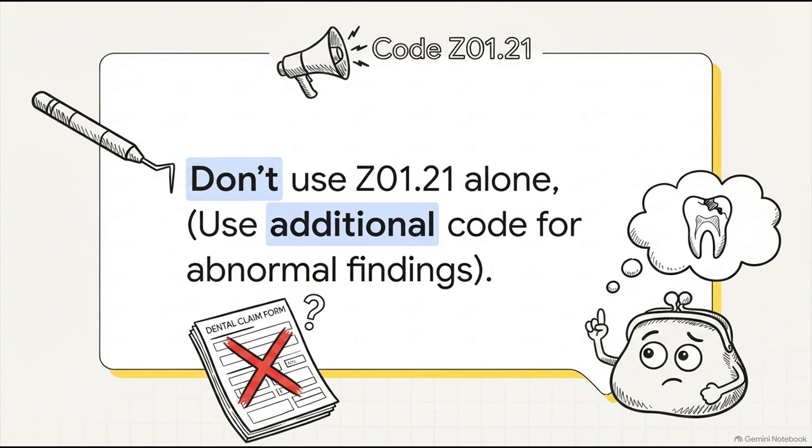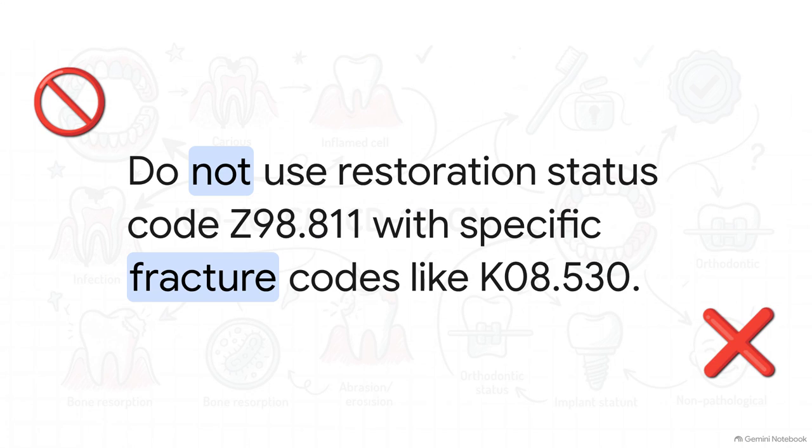You have to follow it up with a specific diagnostic code, like a K-code for dental caries or pulpitis, so the complete clinical picture is there for the payer. And here is another really strict rule. Do not mix the restoration status code Z98.811 with the specific K-codes for fractured restorative materials.